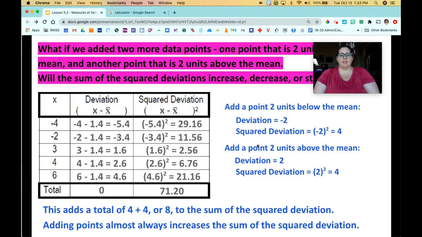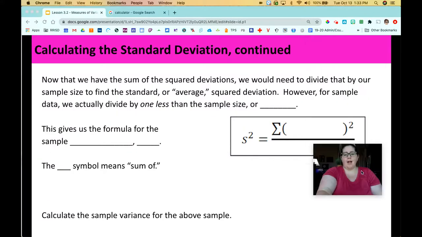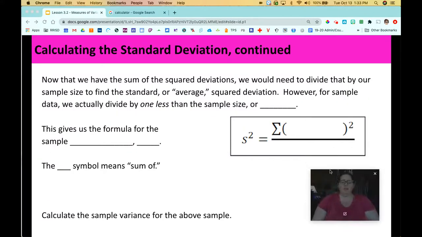So if I add a number to the set of data, a 6th number down here that was exactly 1.4, then it's 0 points away from the mean, so it wouldn't add anything to our square deviation. Otherwise, it's going to increase. So let's go back to actually calculating our standard deviation.